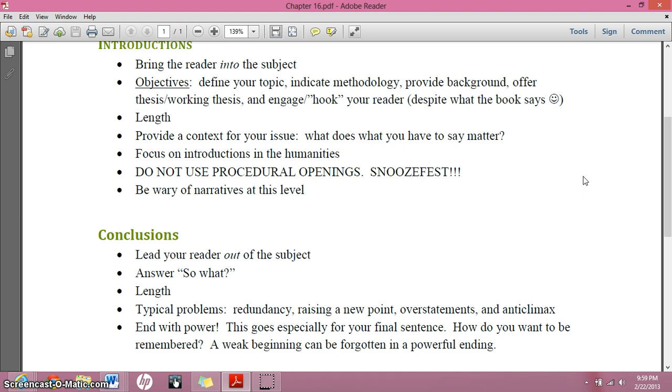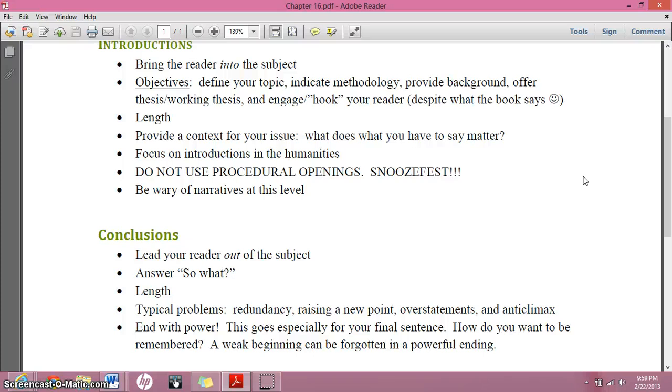So moving on to conclusions, just like your intro leads your reader into your subject, your conclusion leads it out. And if I had to pick one of the two that was more important, they're both absolutely essential to your writing, but the one that needs more work is probably your conclusion, because you've got to answer the so what. You have to lead your reader out. You have to leave them satisfied.